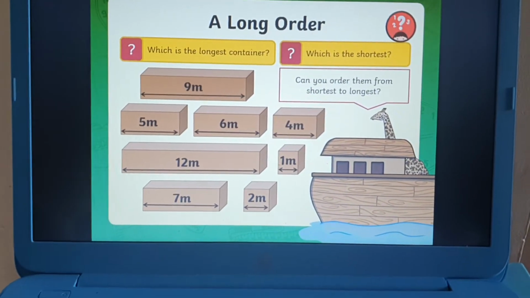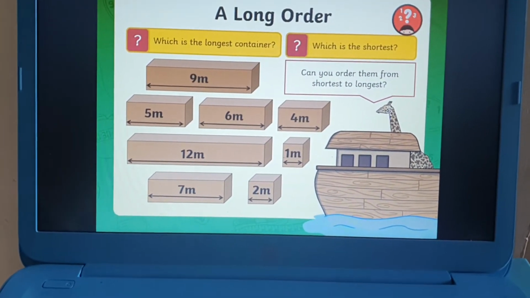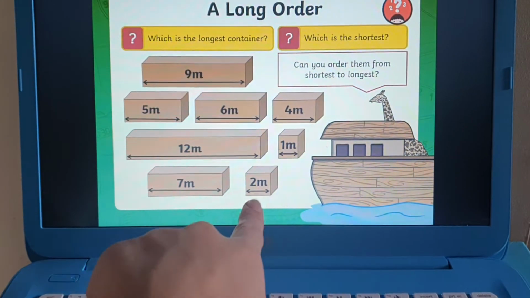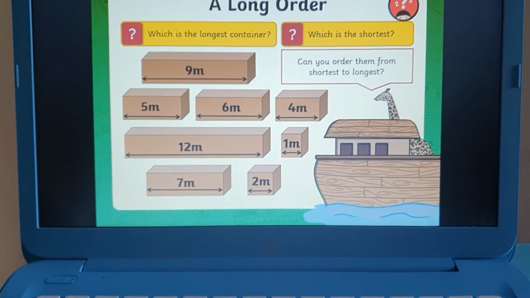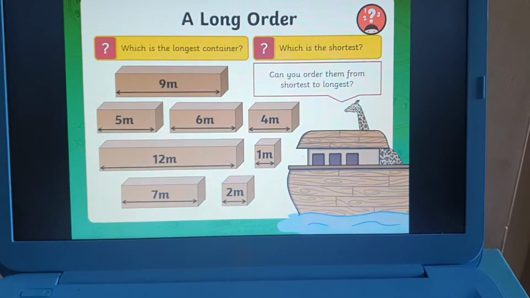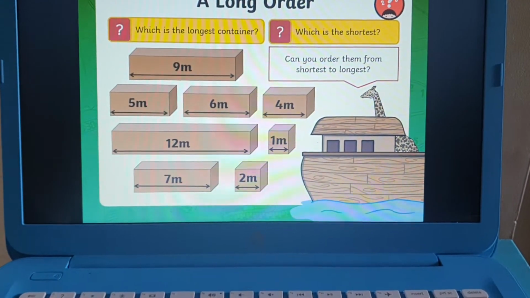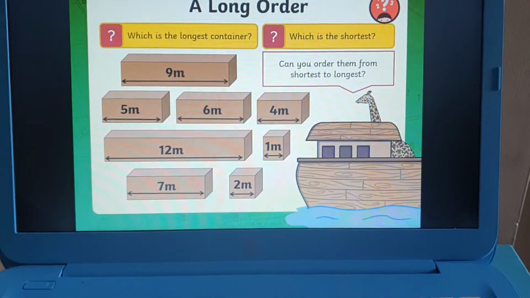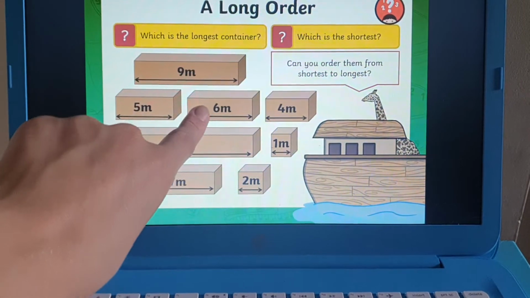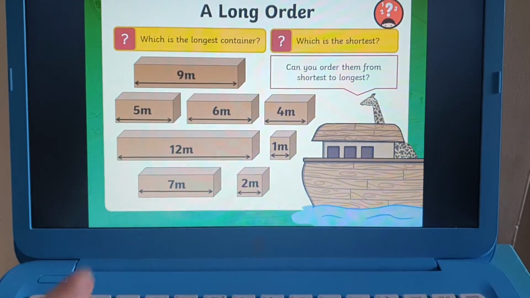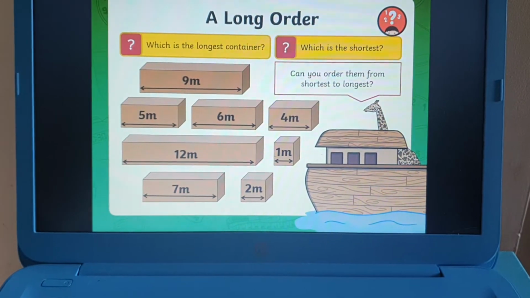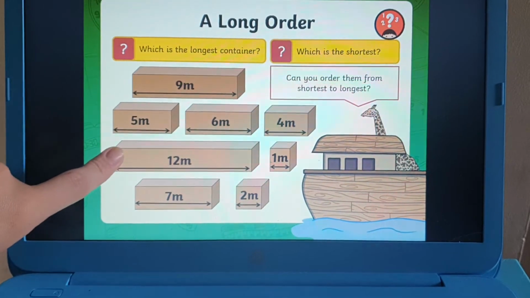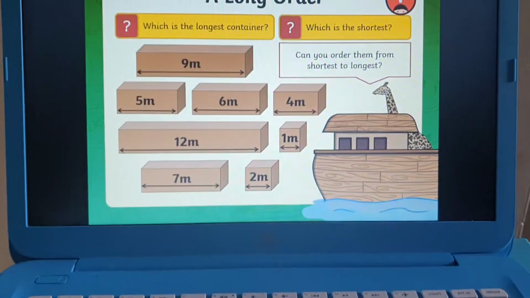Okay, so we already identified that 1 metre was the shortest. The next one after that, slightly longer, would be 2 metres. Then you should have written 4 metres. Then over here we've got 5 metres. Then we've got 6 metres here, 7 metres, 9 metres, and 12 metres, which we already talked about as being our longest. So well done if you got those right.